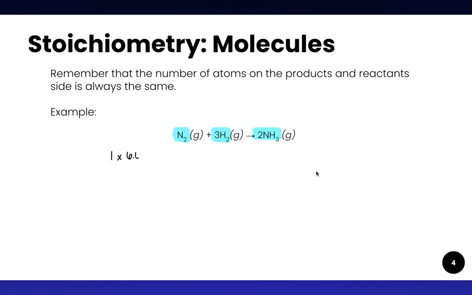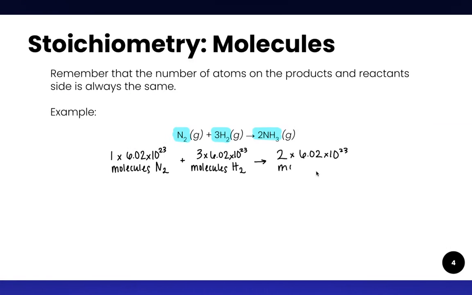When you're doing this, you end up with 1 times 6.02 times 10 to the 23, or Avogadro's number, molecule of nitrogen plus 3 times 6.02 times 10 to the 23 molecules of hydrogen, and that will form 2 times 6.02 times 10 to the 23 molecules of NH3.